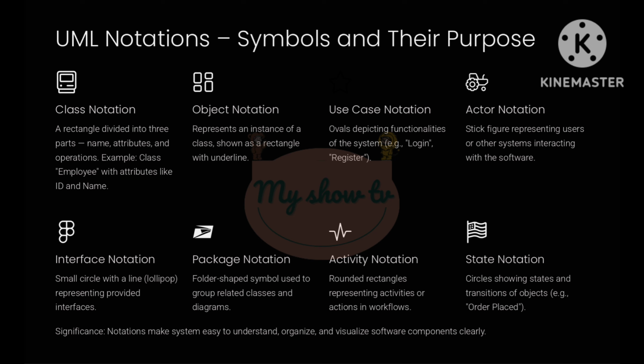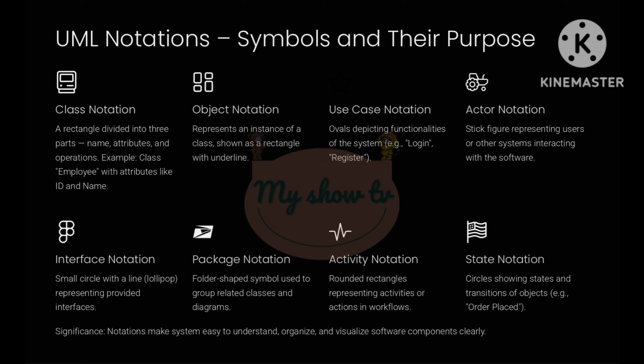Object notation represents a specific instance of a class, like an individual employee. It looks like a rectangle but the name is underlined. Use case notation is an oval that represents system functionality, like login or place order. Actor notation, shown as a stick figure, represents users or other systems interacting with our system. For example, a customer or admin.